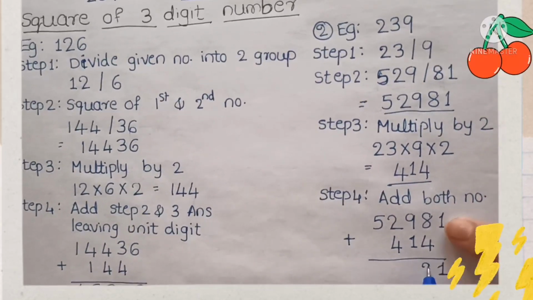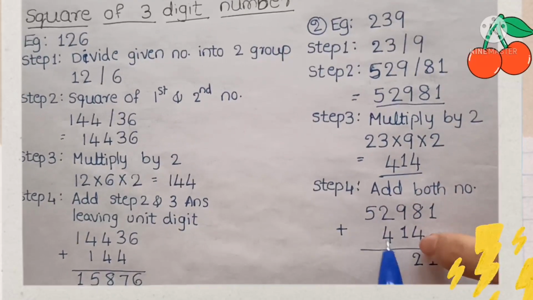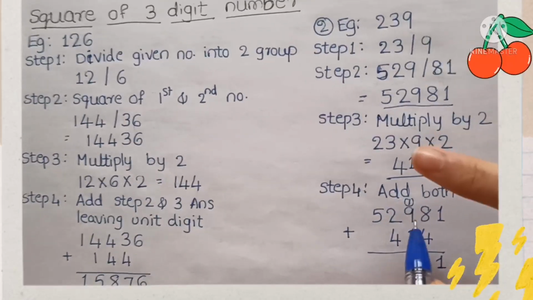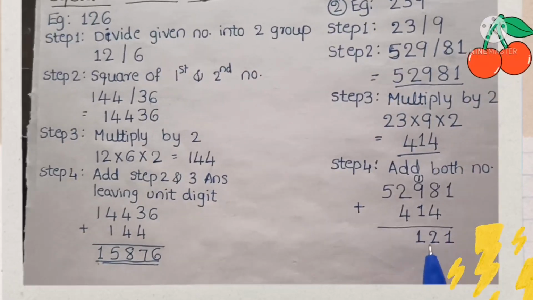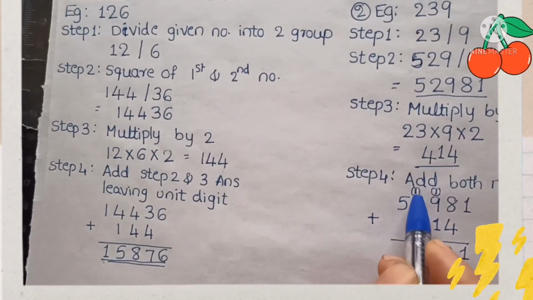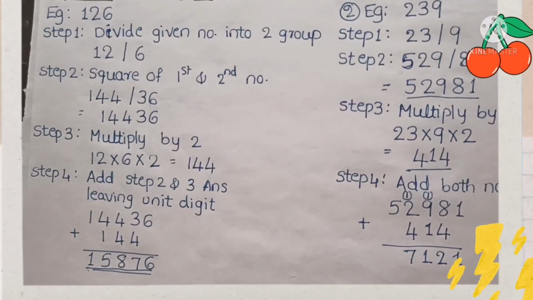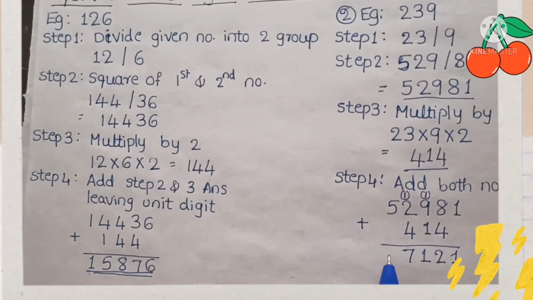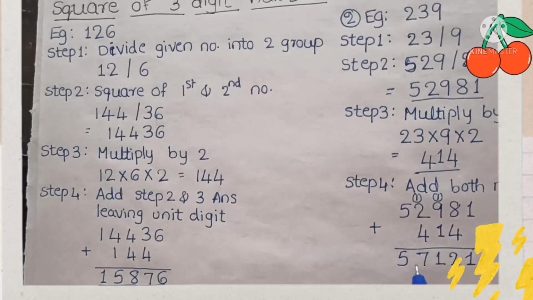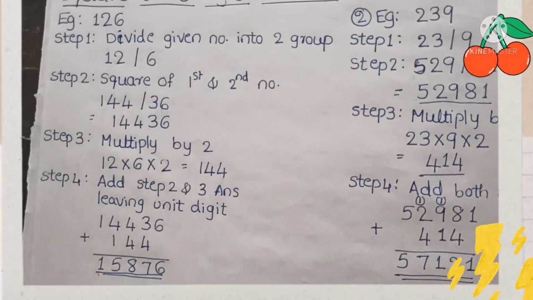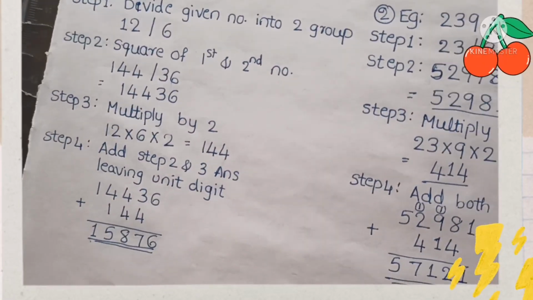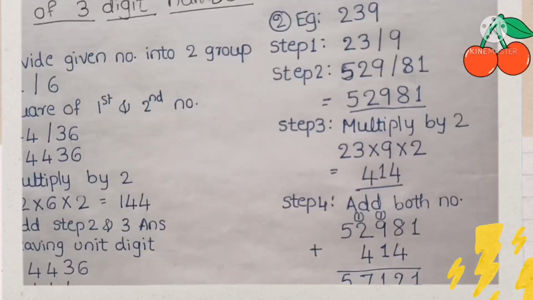1 plus 0 is 1, 8 plus 4 is 12, 1 carry over, 9 plus 1 is 10, plus 1 carry over, which becomes 11, then 4 plus 2 is 6, 1 carry over makes 7, and 5 we write. So our final answer is 57121.